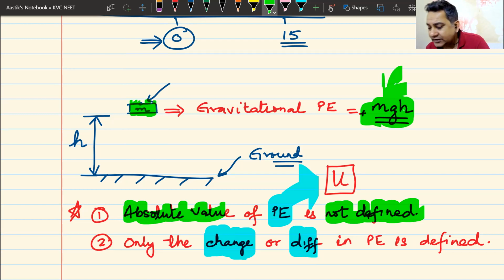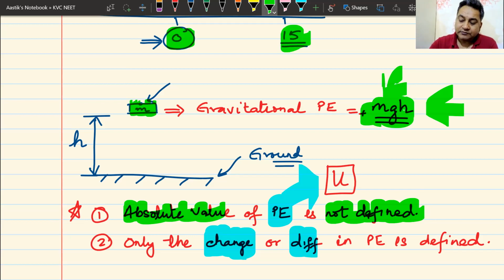When you have said that the value of gravitational potential energy is plus mgh, what you have done in your head is you have assumed a point where you have taken the energy as zero. You can only define a value when you know where the zero is. If you know zero here, you can tell me where 15 is. If you don't know where your zero is, you can't tell me where 15 is, because you don't know zero.